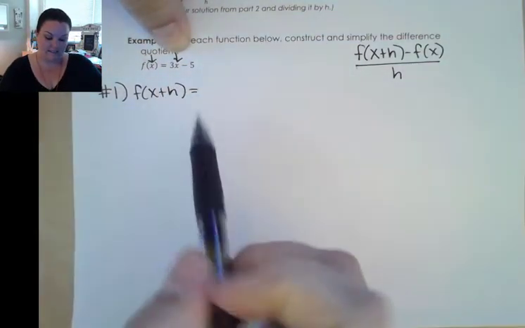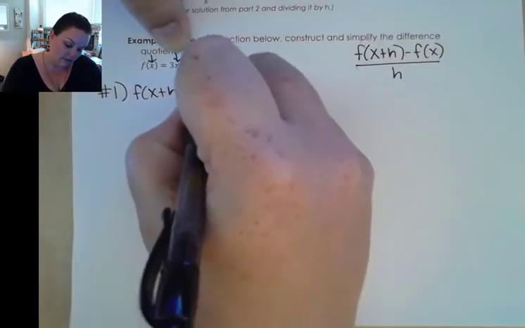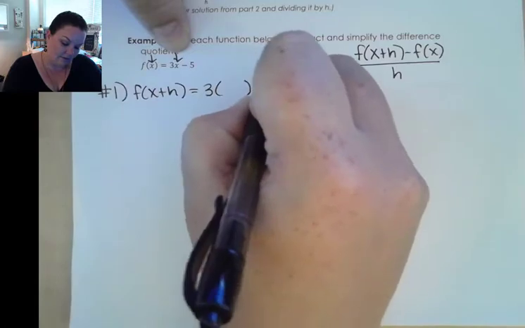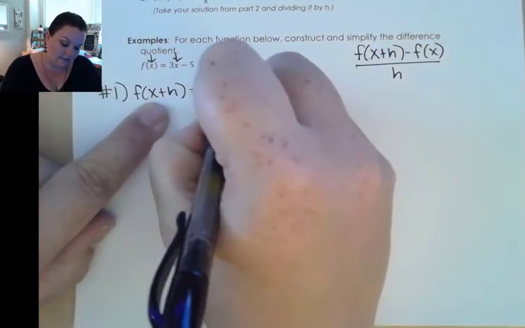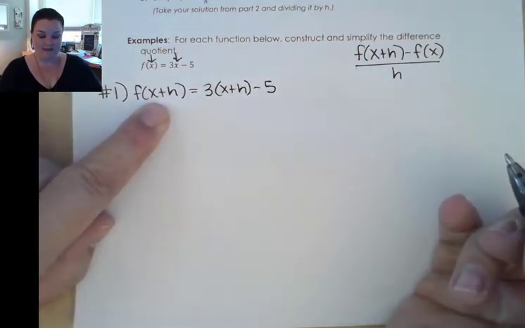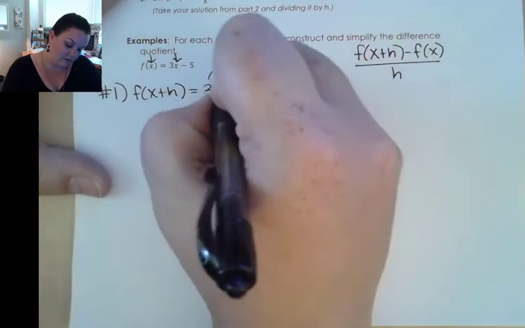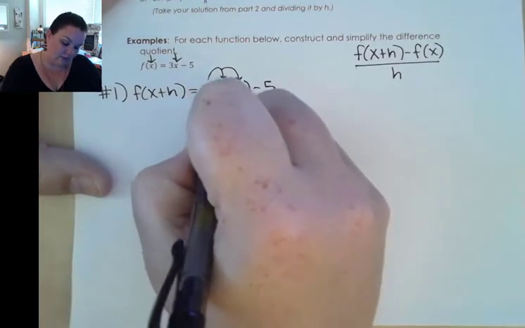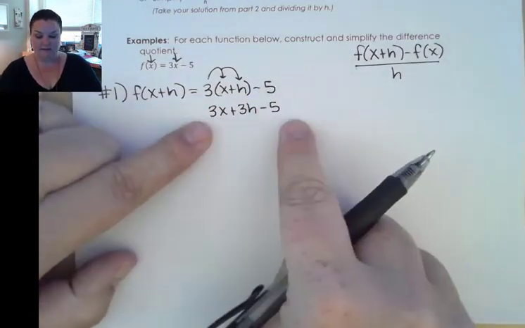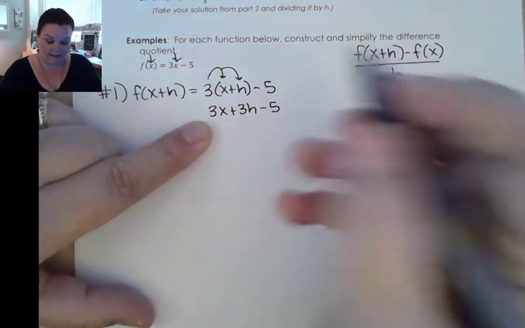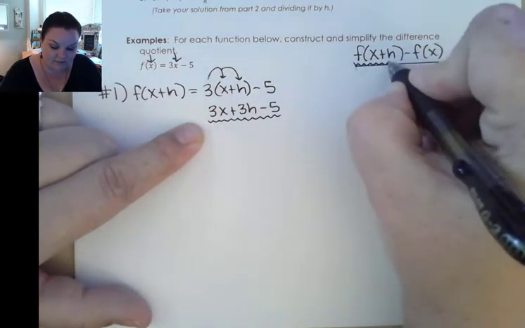This function says to do 3 times my input and subtract 5. So I'm going to do 3 times my input and subtract 5. And in this case, my input is x plus h. Okay? And then we just simplify whatever we can do. Here, the only thing we can do is distribute the 3. So when I distribute the 3, I get 3x plus 3h minus 5. And that's all we can do here. Okay? So this whole mess right here is basically just simplifying this piece.